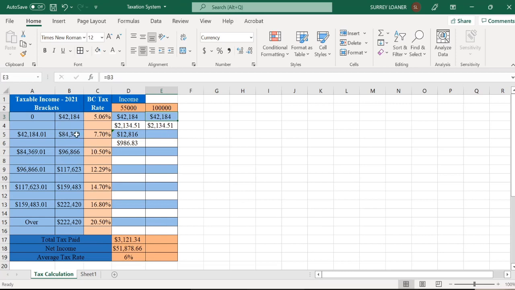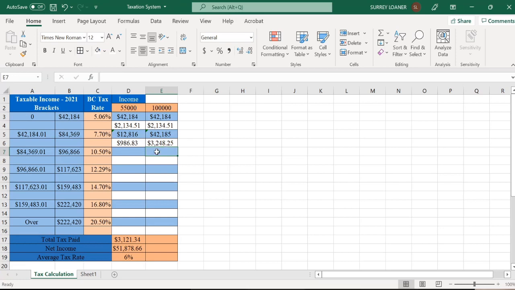So what I want to do is this minus this amount. This is the amount on which we will calculate 7.70% tax. So how to do this: equal sign, this amount, multiply by 7.7%. This is the amount that we have seen.